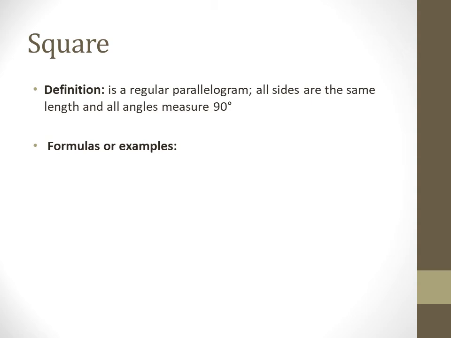A square. Okay, not to be confused with the earlier square. This is the shape. A square is a regular parallelogram where all sides are the same length and all angles equal 90 degrees. We have the same area formula, base times height.